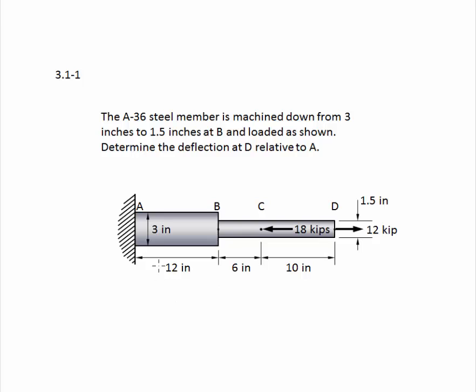Here's the structure. It is fixed at the wall at A. D is the free end, and there are 2 loads applied. All the dimensions are given. We have everything we need to do this problem.